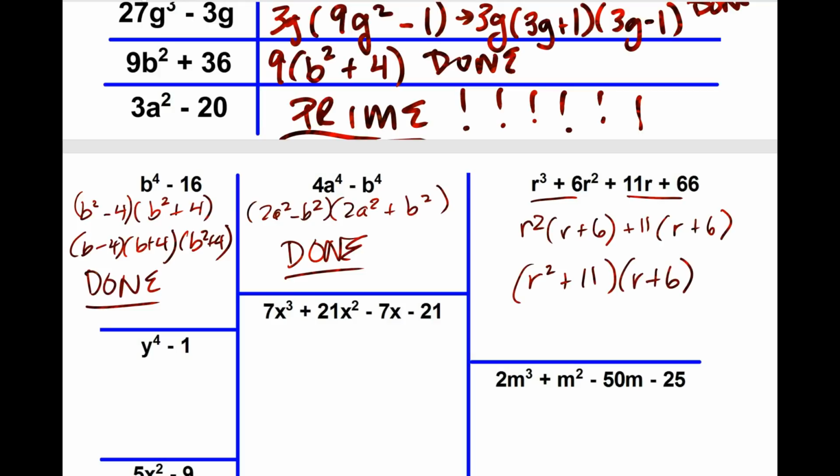Is this the difference of squares? No, it's not even a square. 11 is not a perfect square, and it's not the difference. So are we done here? Yes, we are. We are D-O-N-E.